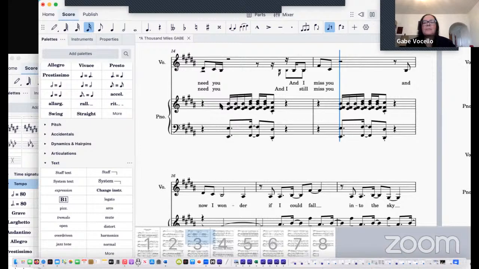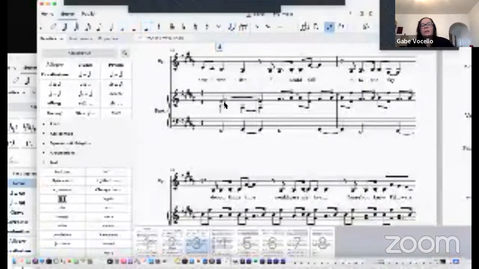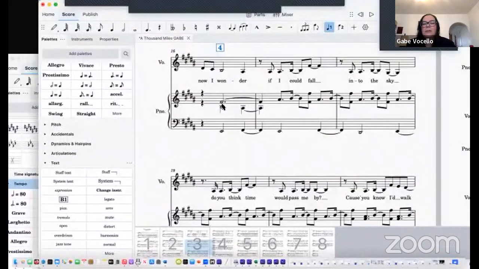It's 4. You see here you have a dotted half note tied to the quarter note. If it was the same measure, this would be a whole note. But we have a bar line, so on the second voice here, I have a half note and the quarter note tied with the quarter note going to the next measure. So there's the 4.